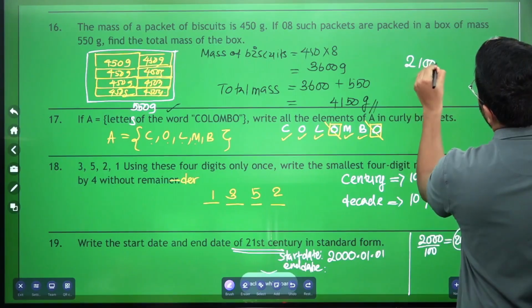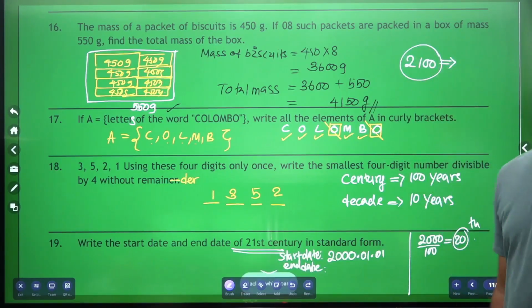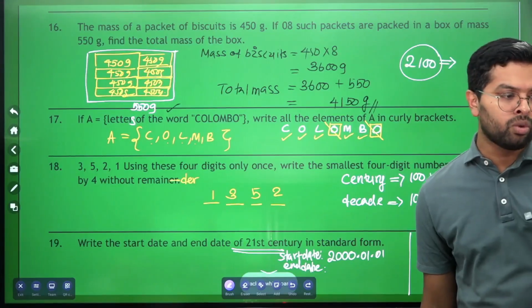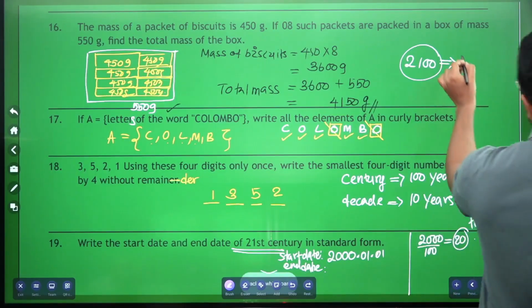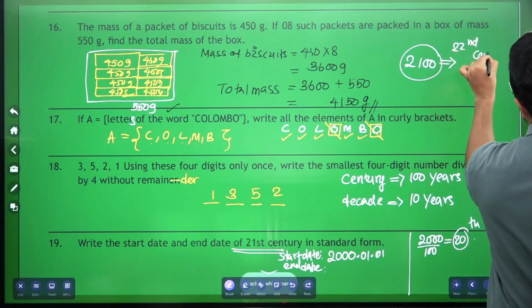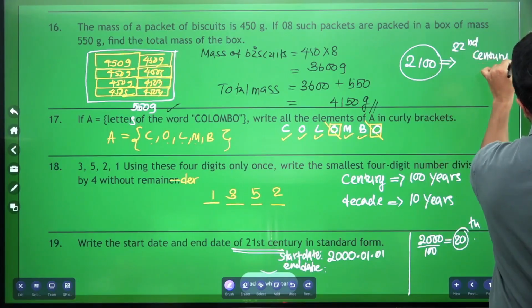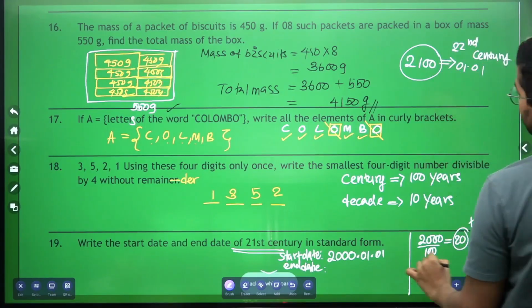2100, the year 2100, 1st of January 2100. What century does that year belong to? 2100 belongs to the 22nd century, right? This is the 22nd century starting date, 1st of January 2100. So what is the end date?